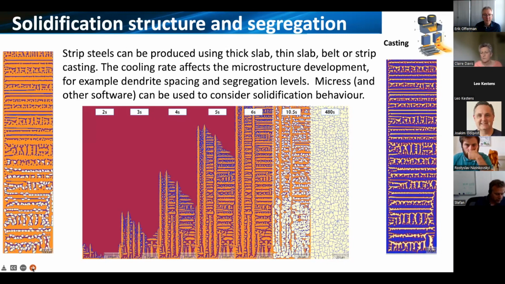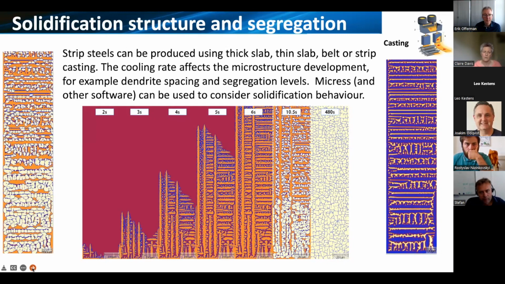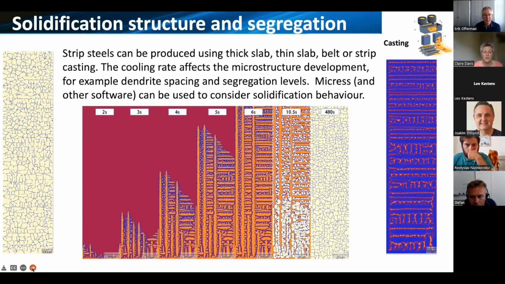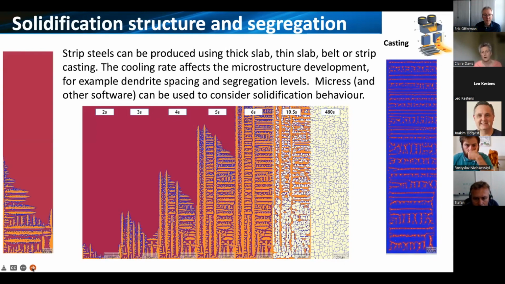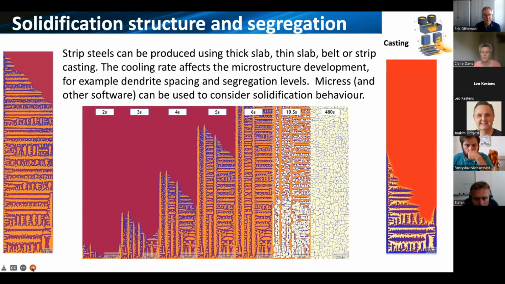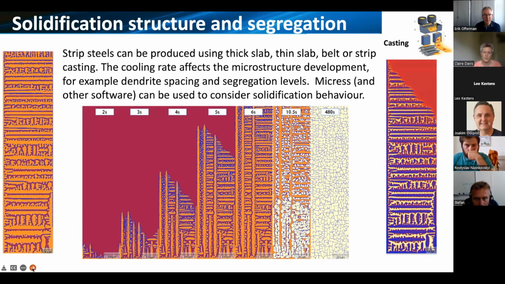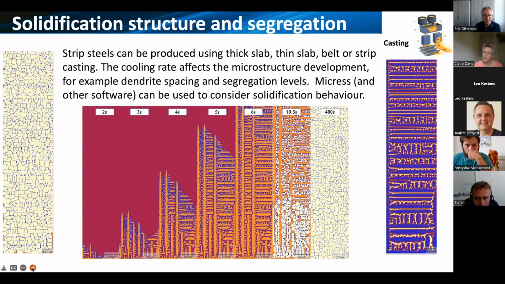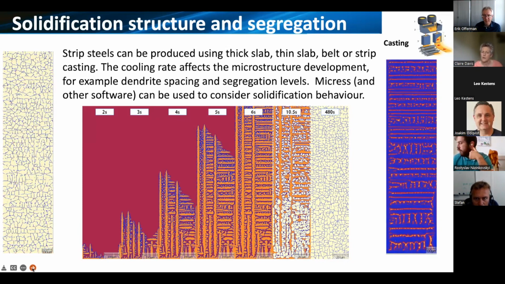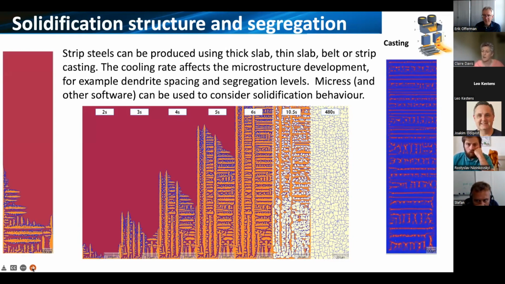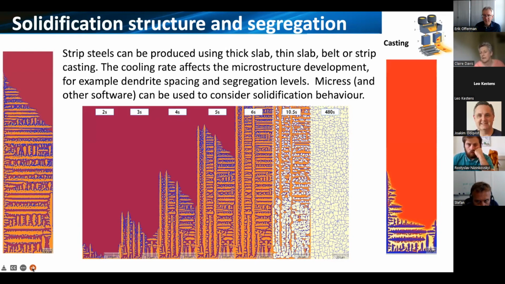So here we've got some Micress simulations going. On the far left-hand side, the little video there is showing the microstructure from the initial solidification of dendrites and then transformation to an austenitic structure. On the far right-hand side, it's the same microstructure, but now rather than showing the dendrites, etc., we're showing compositional variability, here looking at manganese.